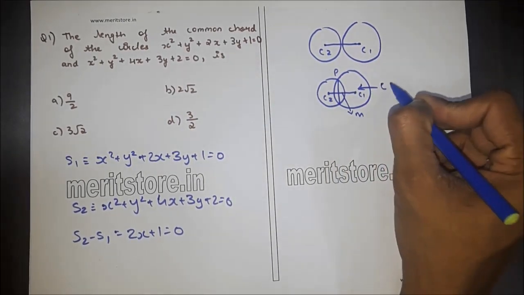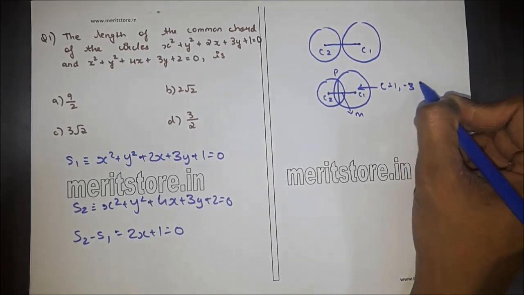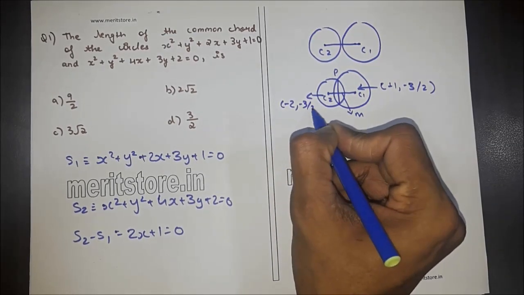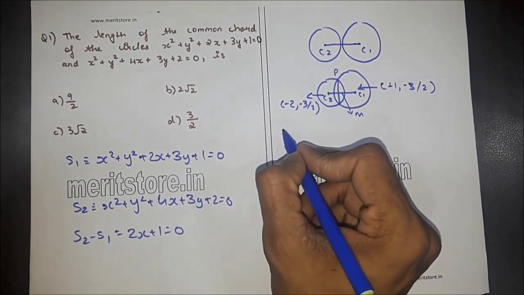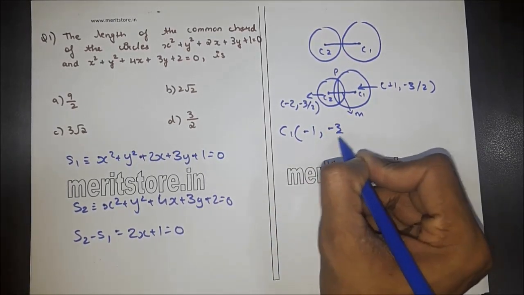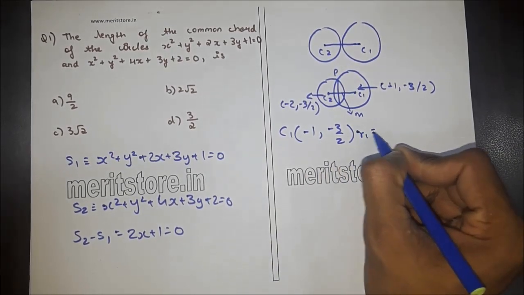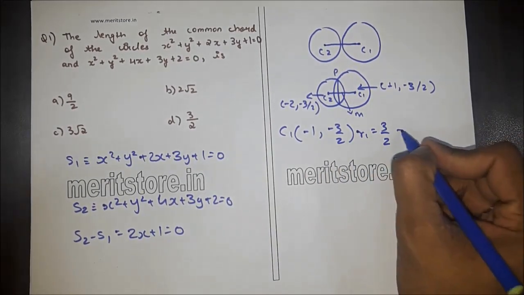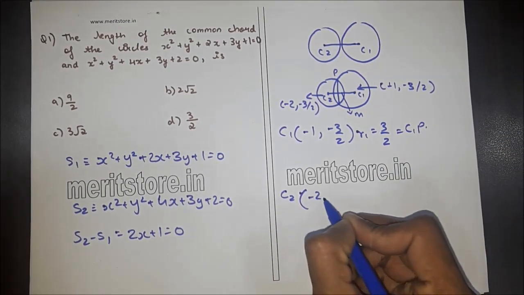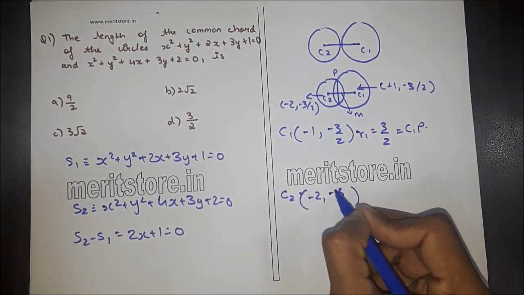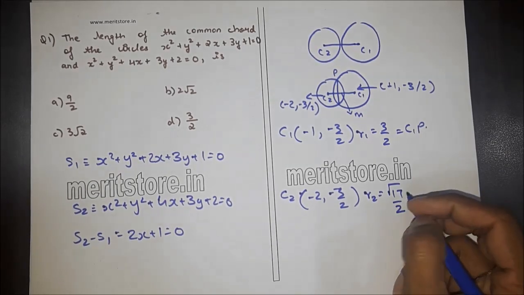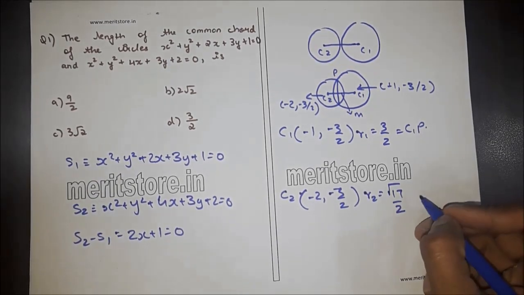Center C1 is minus 1 comma minus 3 by 2, and center C2 is minus 2 comma minus 3 by 2. Here C1 is minus 1 comma minus 3 by 2, and R1 is equal to 3 by 2, which is equal to C1P, and C2 is minus 2 comma minus 3 by 2, with R2 equal to 17 by 2.